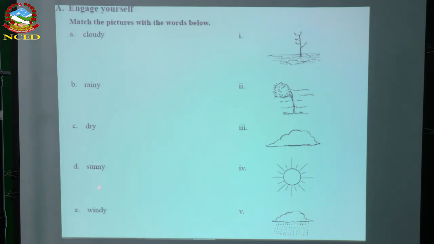And the fourth one is sunny. It's very easy, isn't it? The fourth one matches with the first picture. And the fifth is windy. The only picture left is number 2 and it clearly shows it's windy weather. So what we just did is we matched some words that describe weather with the pictures.